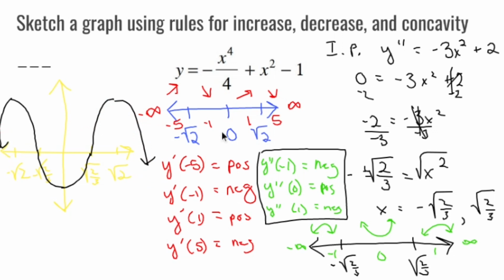All right? Again, this is a sketch. This is not perfection. If I wanted perfection, then I would take all of these numbers, plug them into the original function, and get specific points. I could have done that, but I didn't. You know why? Because I have one screen here and I don't have all the time in the world.